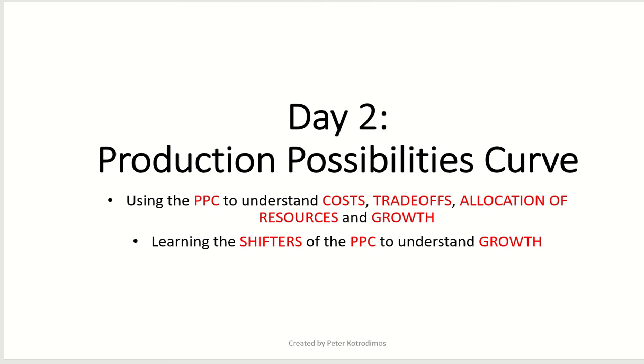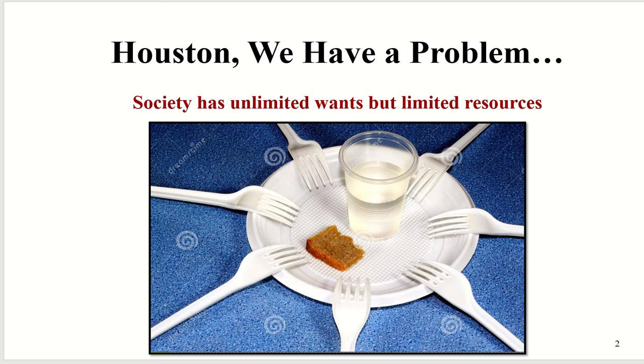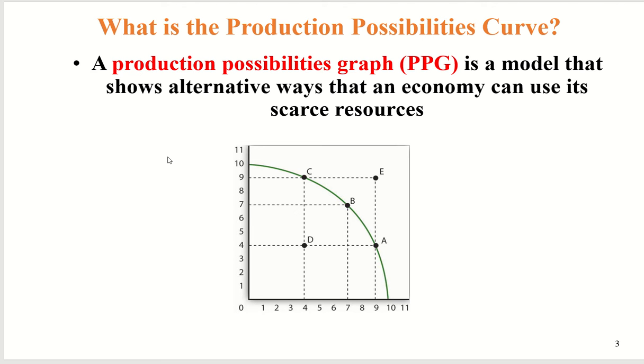So let's take a look at the production possibility curve. We definitely have a problem in society, right? We have a lot of wants, but we only have so many resources in order to fulfill those wants. And here comes in the production possibilities curve, or graph, or frontier, however you want to call it. Basically, this model tells us what we have the possibility to produce. We can't produce everything. We can only produce what we have the resources, land, labor, capital, and entrepreneurship to produce.